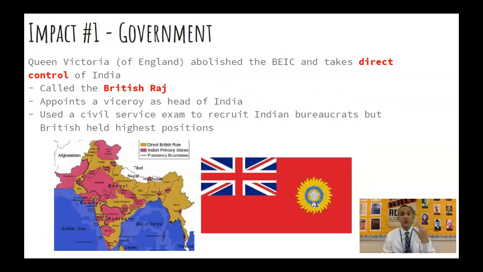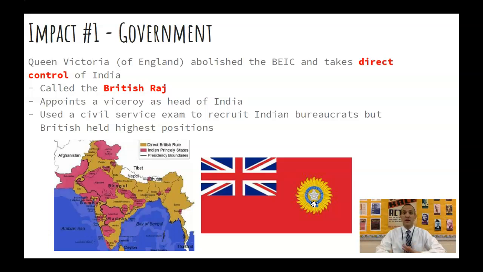The impact of this: there are three main effects of this rule. Number one is government. As a result of this attempt to rebel, the British Crown says, we're not letting this East India Company stay in charge anymore. It's getting too out of control. They're getting too much power and influence. And instead of letting this joint stock company run this subcontinent of South Asia, we, the British Crown, are going to take over. So basically, Queen Victoria of England in the mid-1800s says, I'm abolishing the British East India Company.